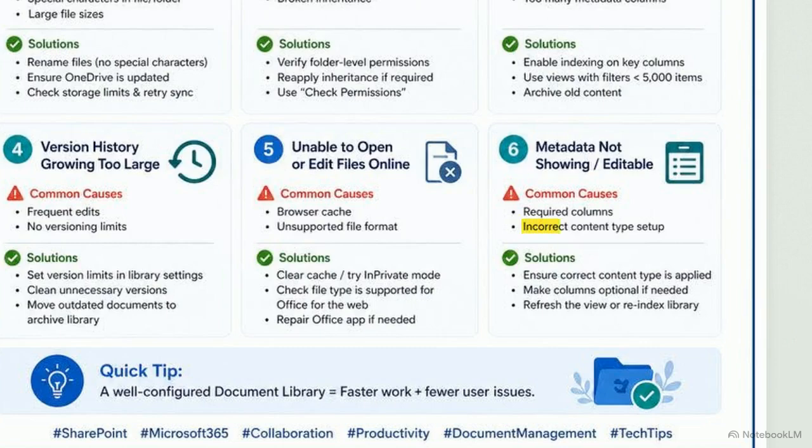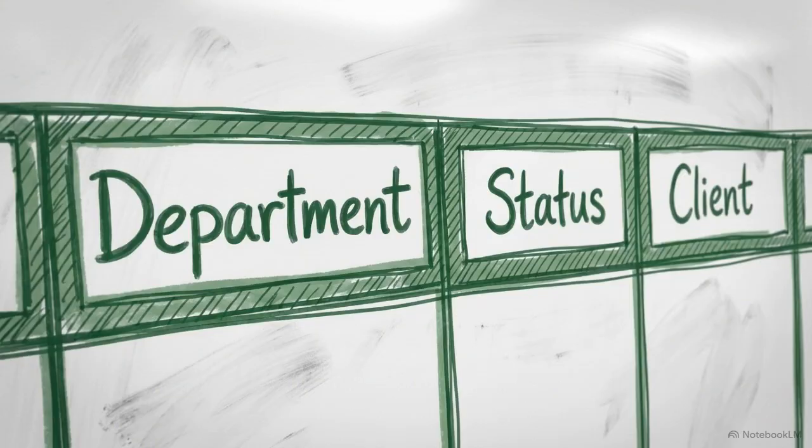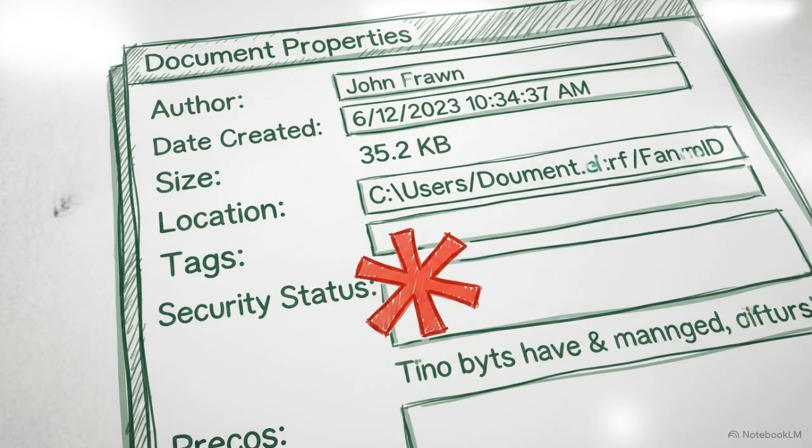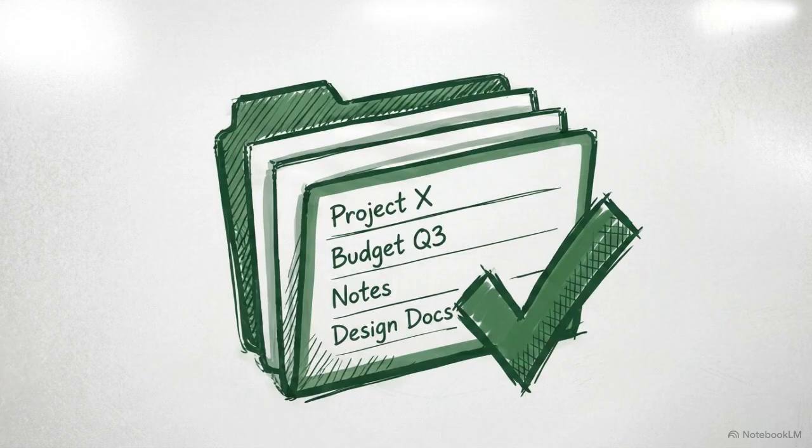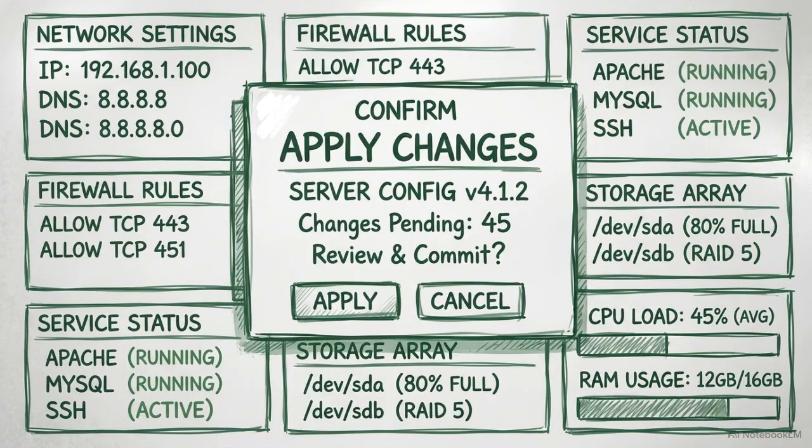This is often caused by hidden configuration errors tied to rigid content type requirements. Audit the library's required columns, identify overly restrictive metadata fields, and toggle them to optional so users aren't blocked from saving their work. After making these structural changes, you need to execute a final reset switch.